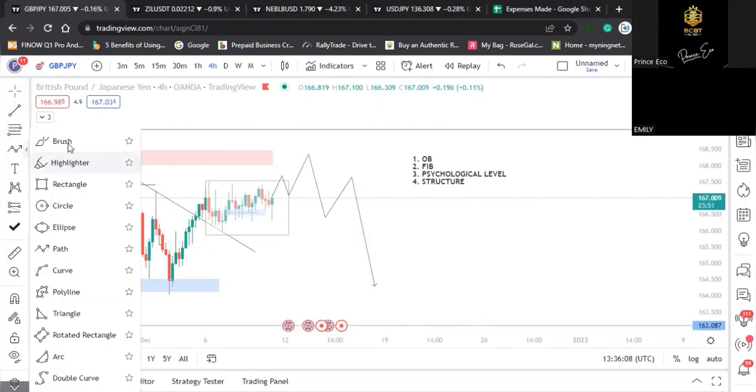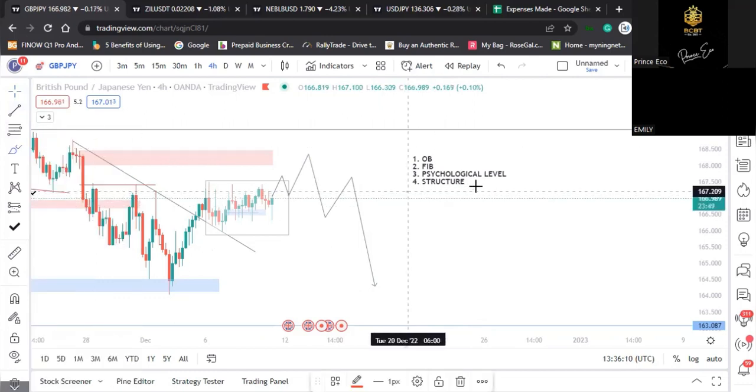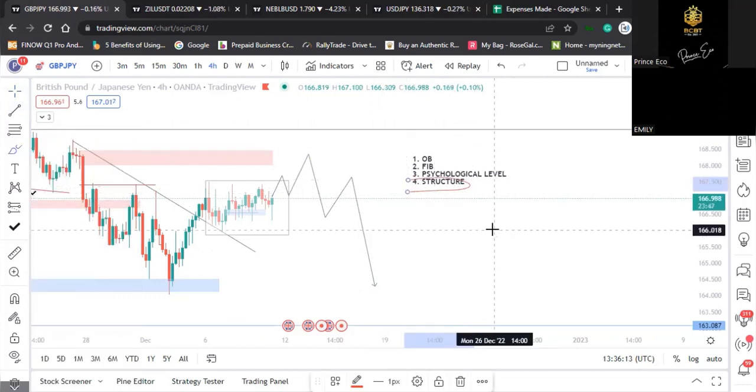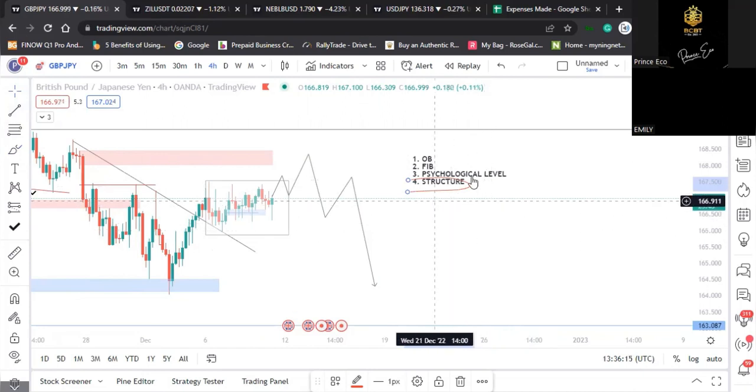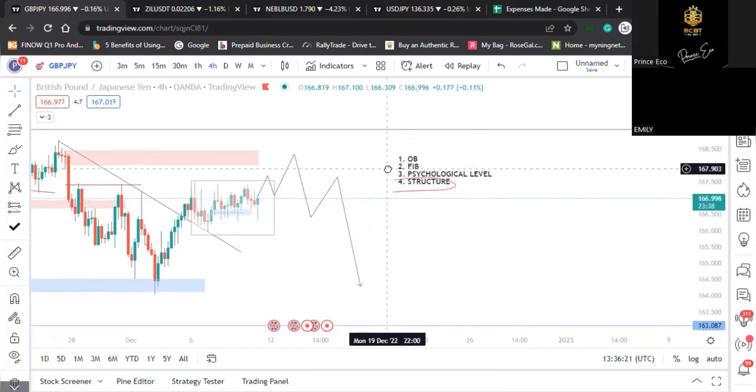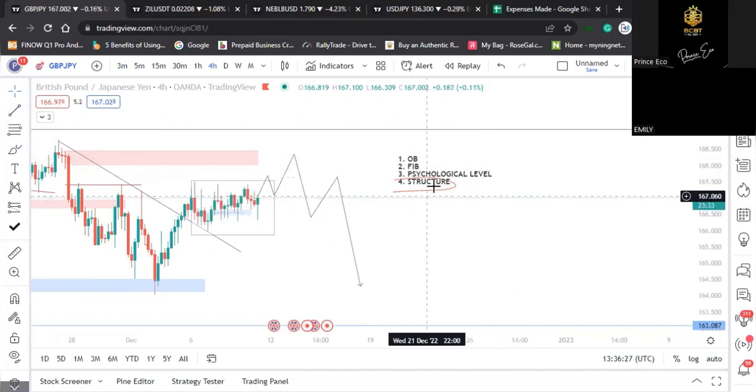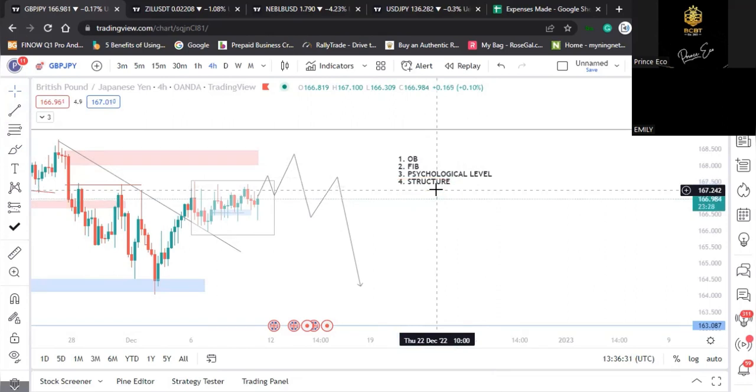I don't know if you get it. Without liquidity, you don't have this. And once you have this structure, you get this number two, after Fibonacci, then you get your psychological level, then this OB, order block. Okay, I get it.